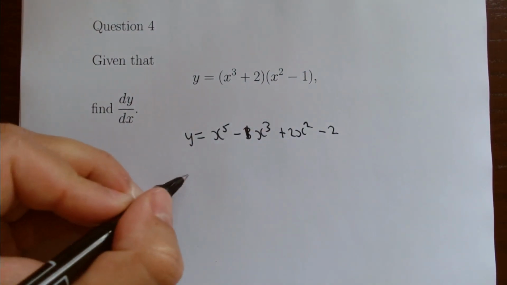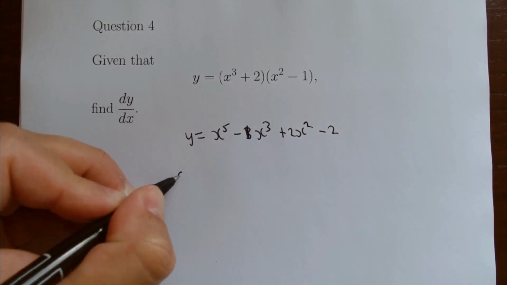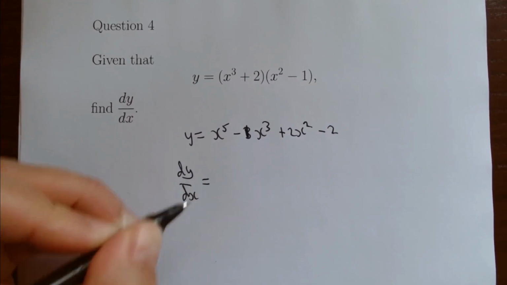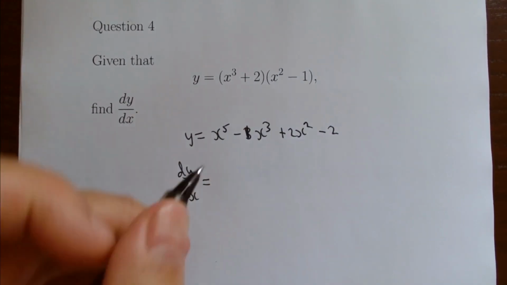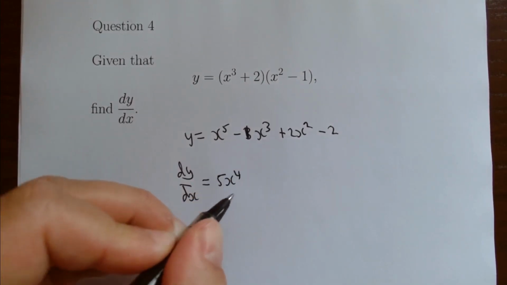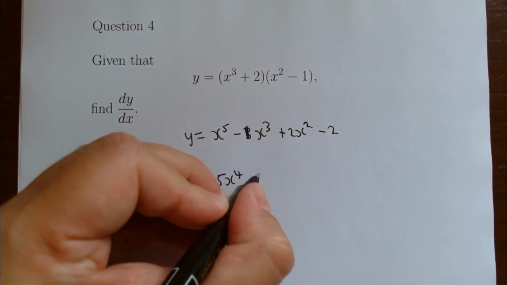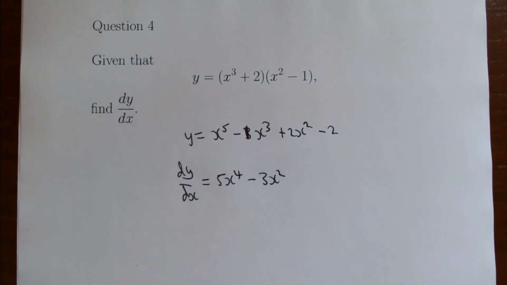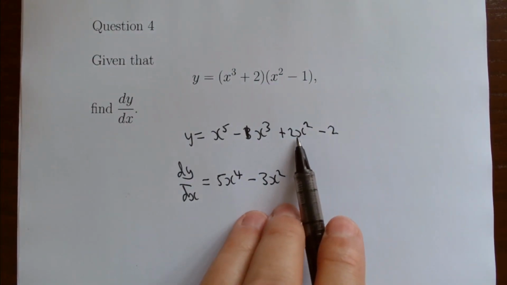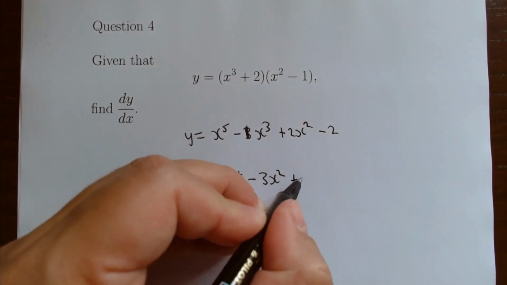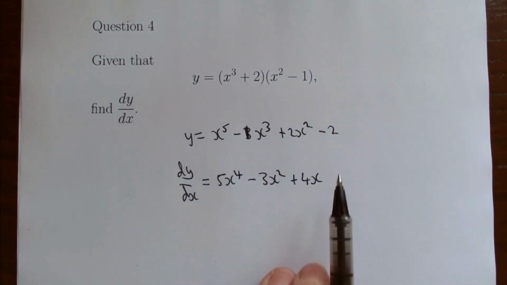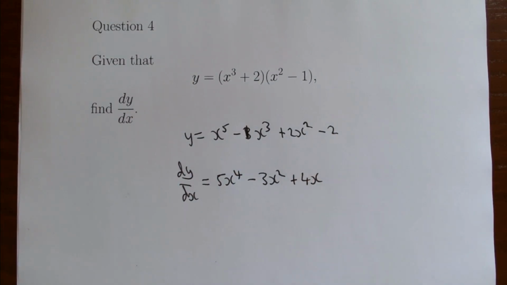And now we can differentiate it. dy dx, x to the 5 becomes 5x to the 4, minus, and the x cubed becomes 3x squared. That becomes 4x, and this constant term disappears.